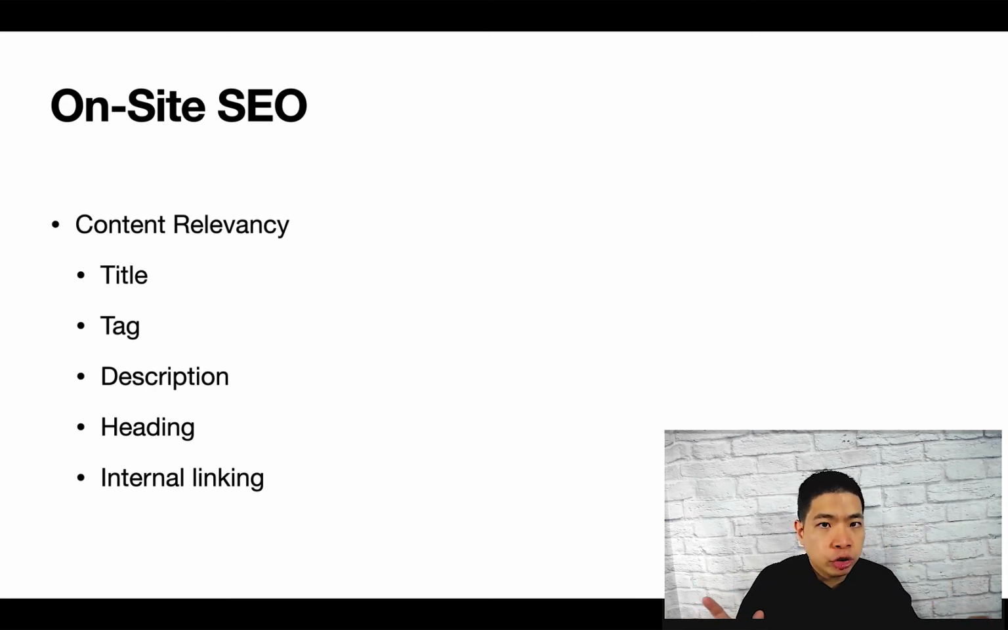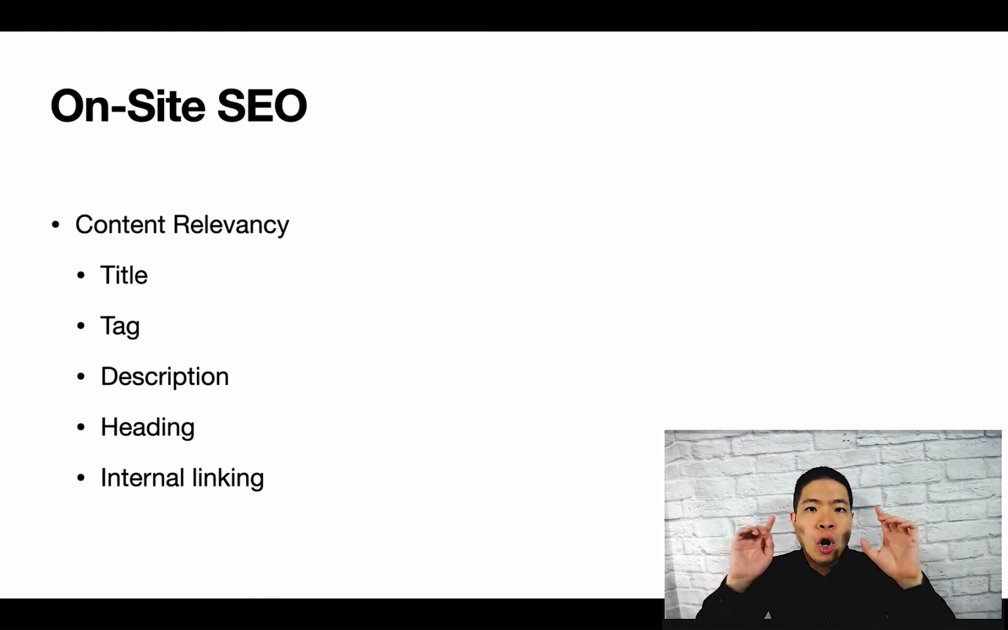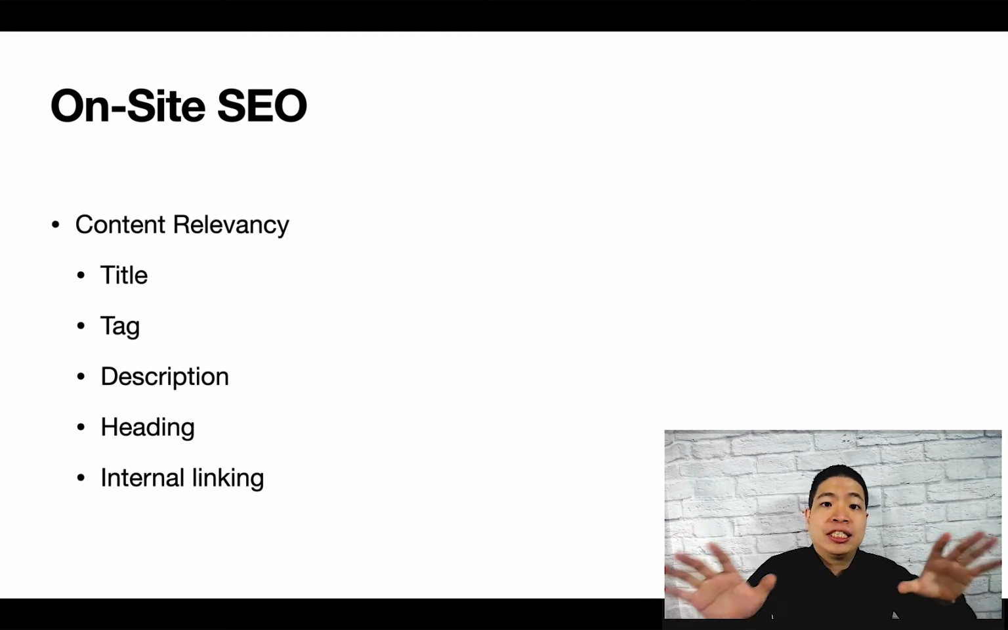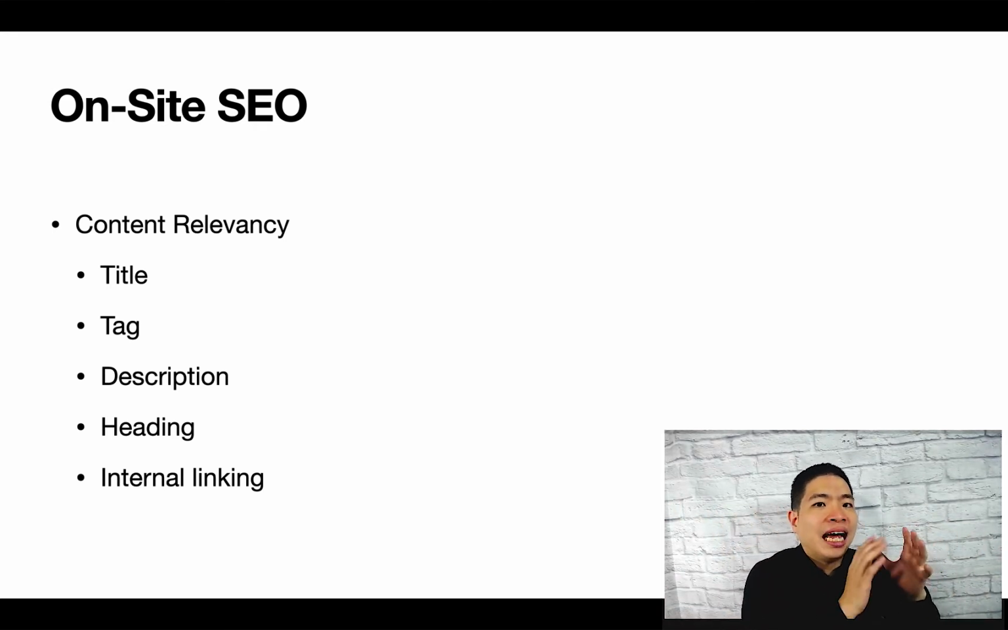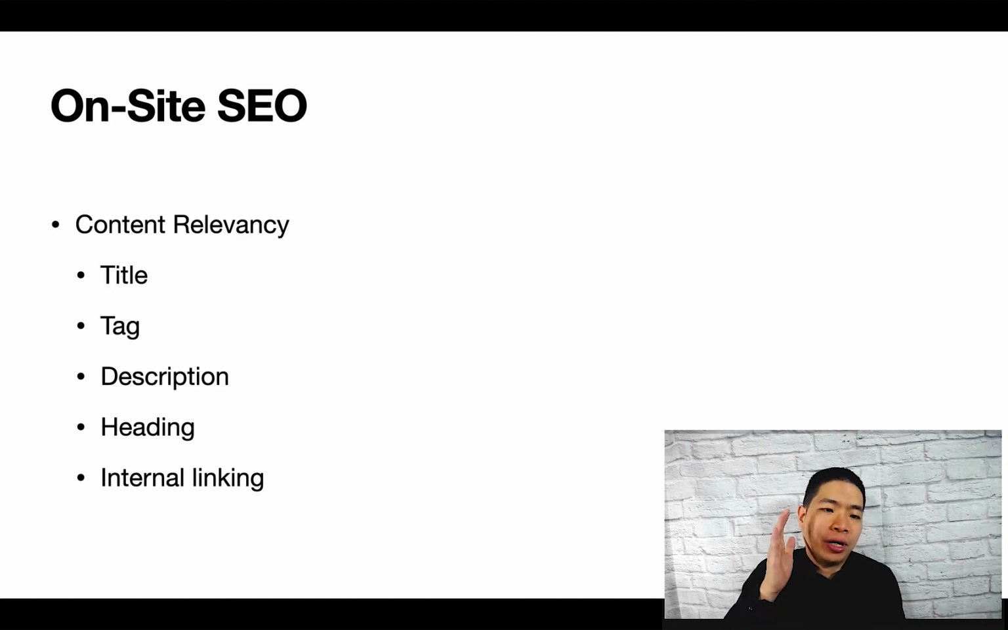So if you try to rank for the keyword how to lose weight, for example, then you cannot type anything like how to make money online because it's not relevant. So you always want to make sure your content is relevant, and it's not images, it's words, right? So you must have how to lose weight in your title, in your tag, in your description, in your content. That's how you can make your content relevant to your keyword.